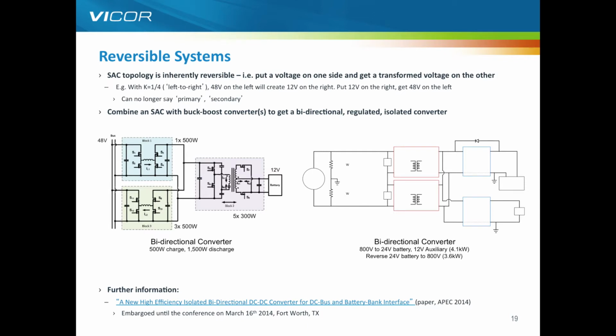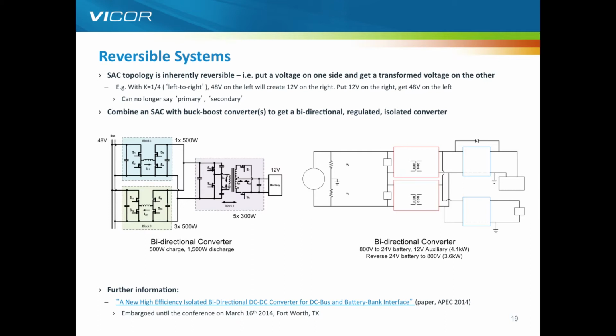Now, reversibility is a fantastic feature of transformers. In this case, the first thing is we need to stop thinking about primary and secondary, because we could talk about left to right or right to left. For example, if you have a 1 divided by 4 transformer and you put 48 volts on the left, you'd get 12 volts on the right. Using the same thing, if you put 12 volts on the right, you would get 48 volts on the left. So you can transform down and also transform up voltage. So various uses for this.